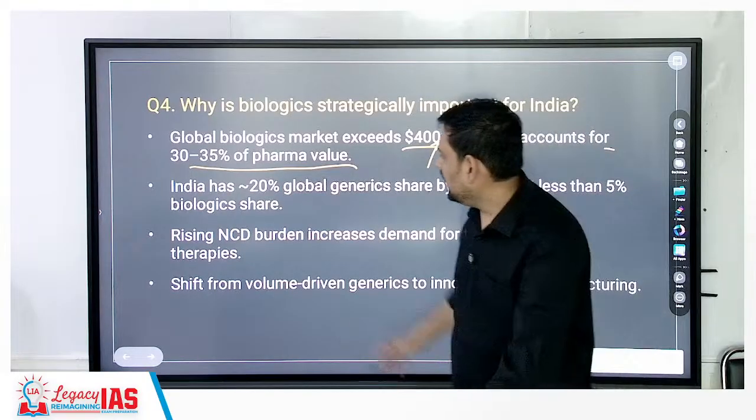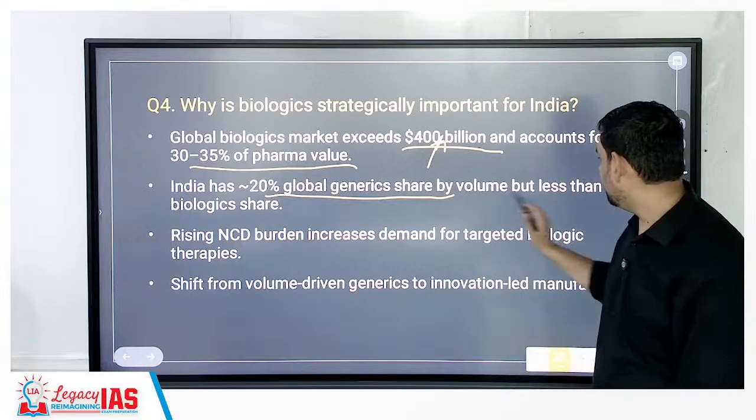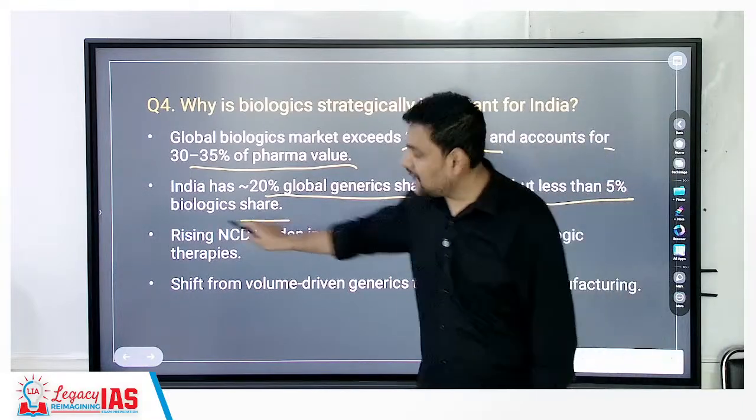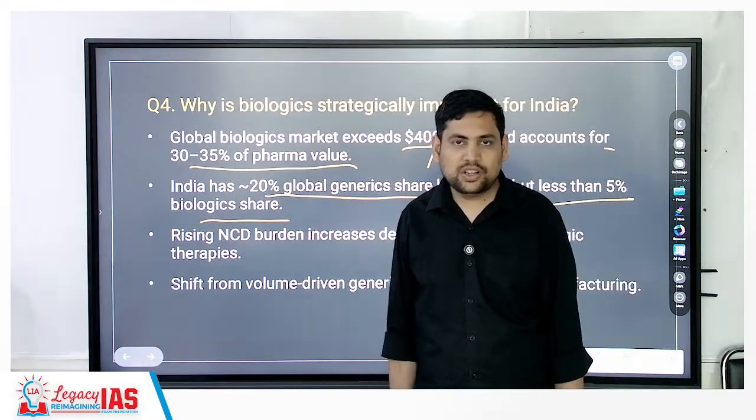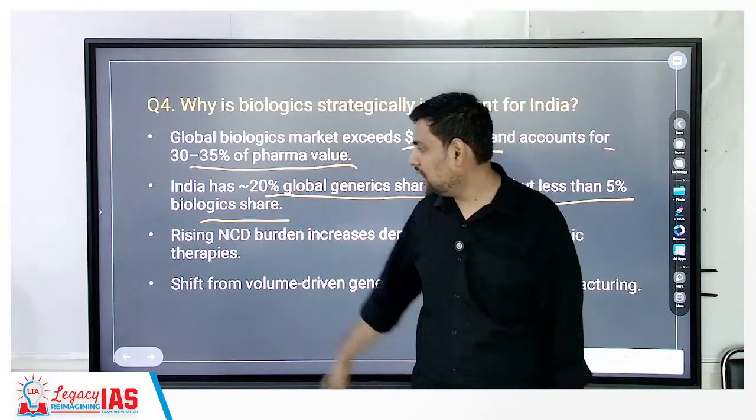That's it. Then India has 20% global generic share. This is for the pharmaceutical, but less than 5% biologic share. Understood? So we have 20% of that, but only 5% here. So this is what we are trying to develop.